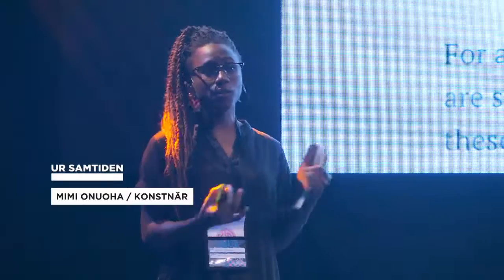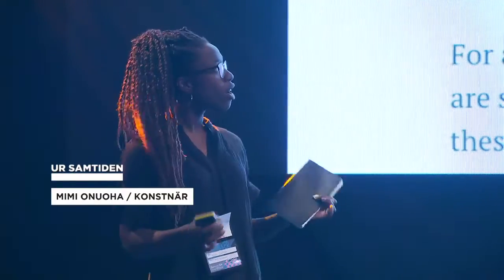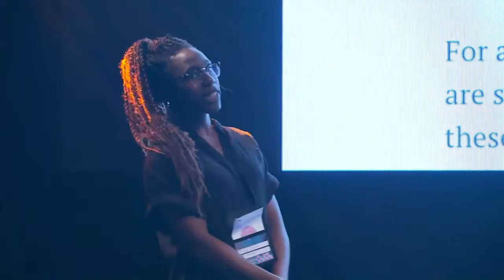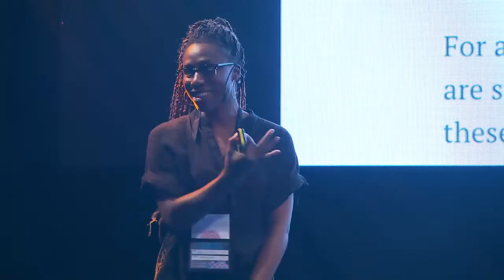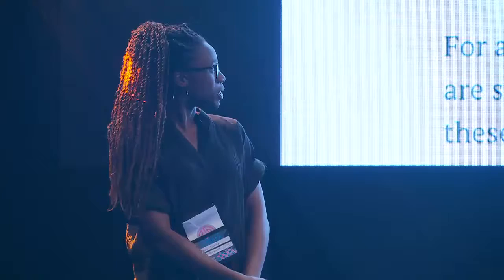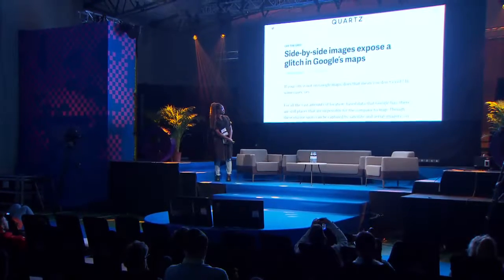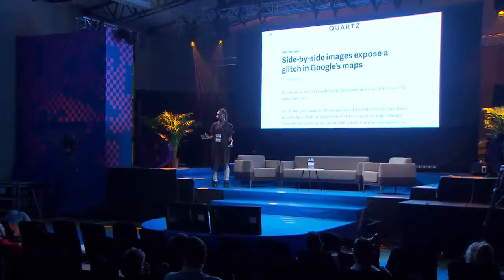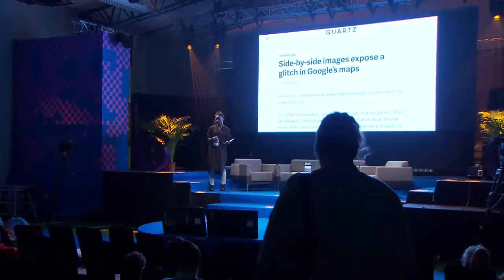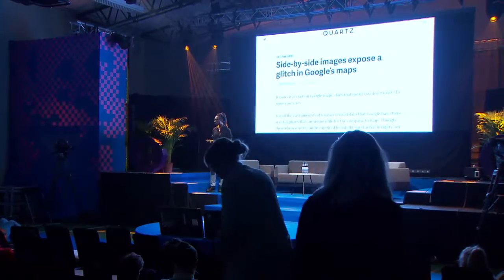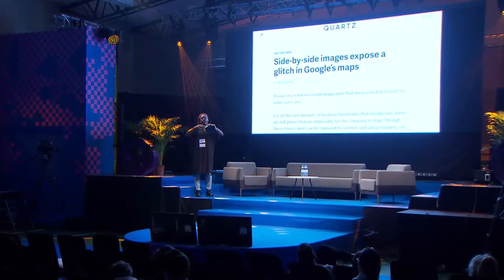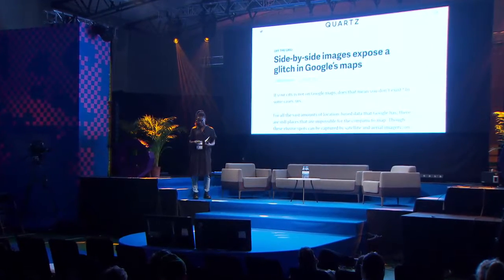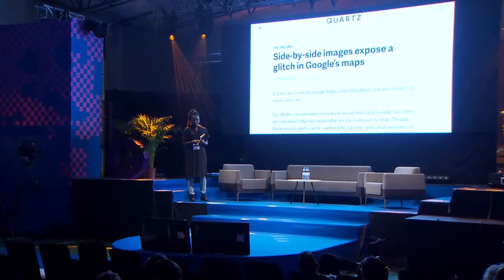But specifically, this is a story that I wrote over a year ago when I was working as a data journalist at the publication Quartz. And it's pretty explicit. It says in the title, side-by-side images expose a glitch in Google's maps. What this talks about is how for all the location-based data that Google has, there are still these spots that don't show up on the maps. And we know that because if we look at aerial photography, we can still see those things. So I'll show a couple examples.